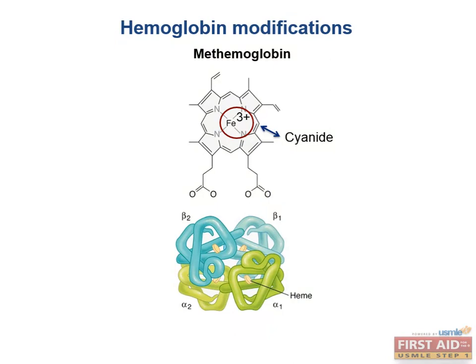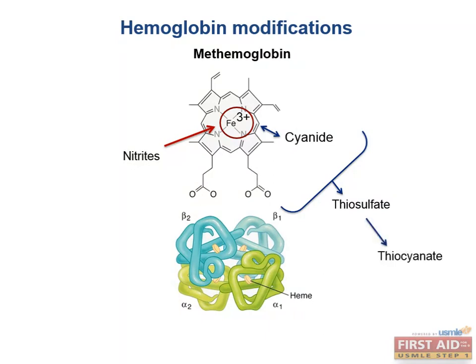Well, you give the patient nitrates to convert hemoglobin to methemoglobin in order to bind the cyanide and remove the cyanide from circulation. Thiosulfate is then used to bind this complex methemoglobin cyanide molecule, forming thiocyanate, which is then excreted through the kidneys.